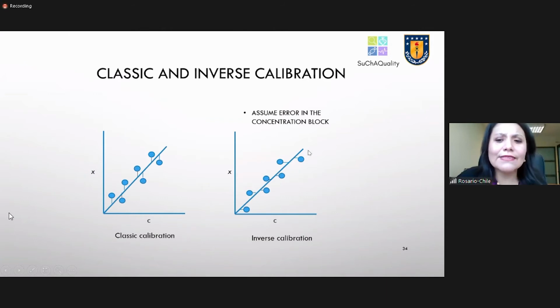So this assumption corresponds to the inverse calibration, and this is the fundamental of the multivariate methods like PLS or PCR, based on principal component analysis, but for calibration, for quantification, okay?